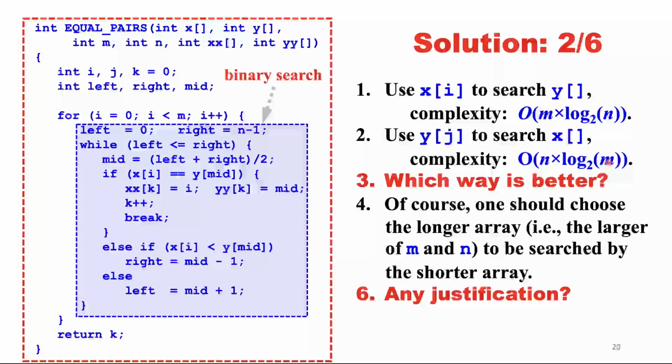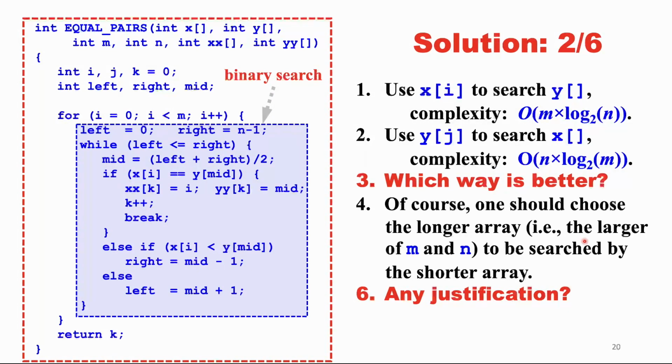This is the array to be searched. Which way is better? You have to determine that. A very intuitive way of thinking about this is we use the shorter array to search the longer array, because we cannot cut down the shorter array's m or n, but we can use log to cut the longer array. So if n is larger than m, then this one would cut more comparisons. This is an intuitive way of thinking.